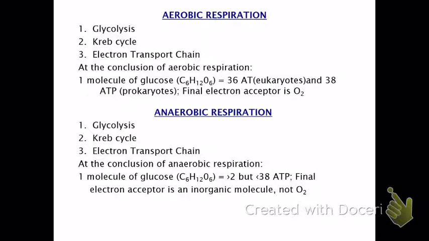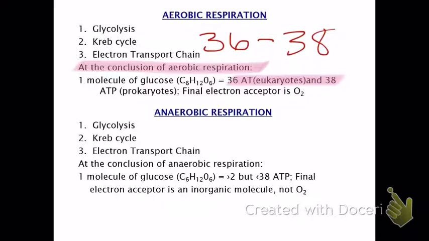At the conclusion of aerobic respiration, from 1 molecule of glucose, right? We did glycolysis, Krebs cycle, electron transport chain. You get 36 or 38 ATP, right? So that's key. 36 is for eukaryotes, that's cells with a nucleus, everything but bacteria, that's us. Bacteria get 38 molecules of energy. Okay, and you have to have oxygen. Look at the word, aerobic respiration, oxygen. That's key. That's why I underlined it so many times. Oxygen is required.